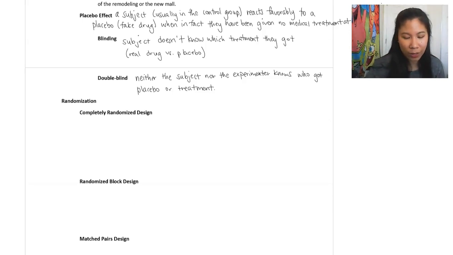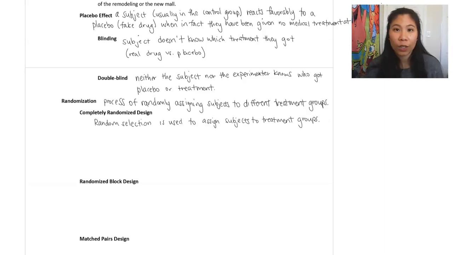So randomization, we're going to define it as the process of randomly selecting or assigning subjects to treatment groups. So in the first method, the completely randomized design, you're just going to use random selection to assign subjects to treatment groups.